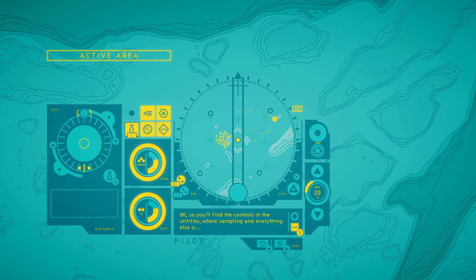Okay, so you'll find the controls in the utilities where sampling and everything else is. Once you found the propulsion system, let's try it out. But remember, it uses oxygen. Be careful. When you've got the hang of it, let's try to cross the Northern Rift.